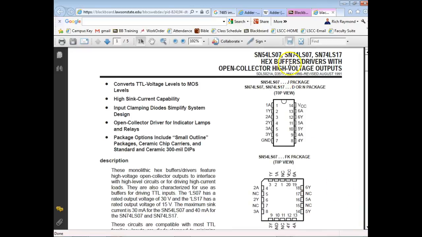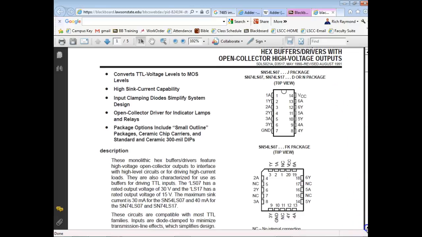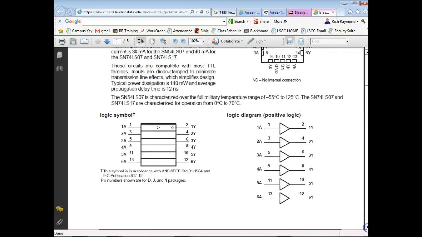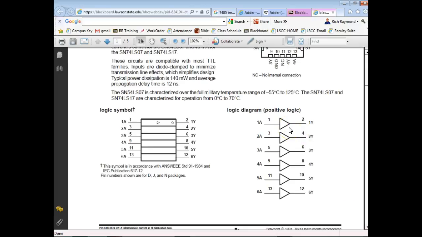And what does it say this guy is? A buffer. This is a buffer. Hex means there are 6 of them in there, right? Let's see if they show us the symbol. And here's the symbol. All it is is an inverter without a what? Without a bubble. So these guys don't invert. If you put a 1 in, you get a 1 out. If you put a 0 in, you get a 0 out.